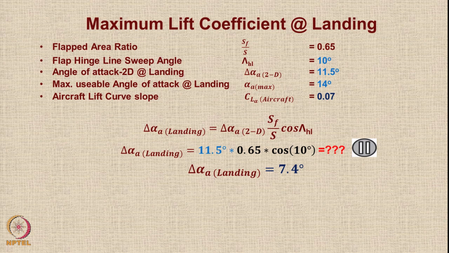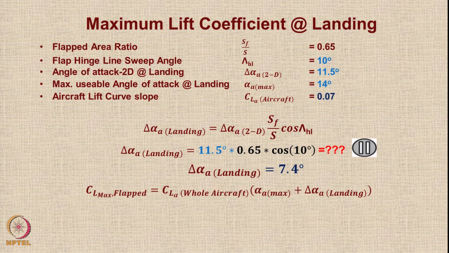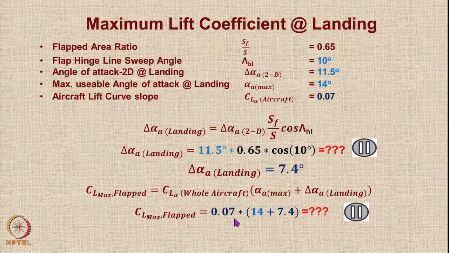I hope you are pausing the video and doing the calculations yourself. Once again, the CL max of the flapped aircraft is going to be the lift curve slope of the whole aircraft times the maximum usable angle of attack plus the additional angle created by the flap deflection. So, 0.07 is the lift curve slope of the entire aircraft with the effect of strake, tail, and wing included. 14 is the maximum absolute angle of attack that is available, and 7.4 is the increment in the angle of attack effectively due to landing flaps. With this, the value of CL max during landing comes out to be 1.50.